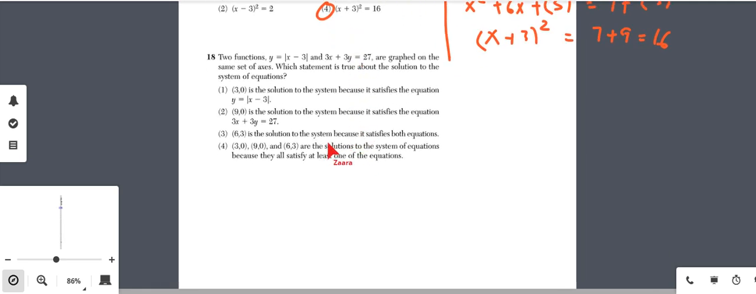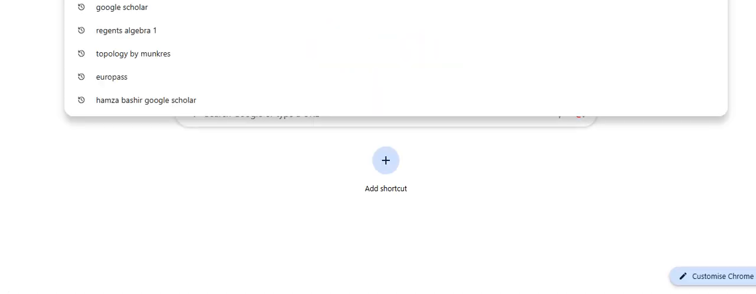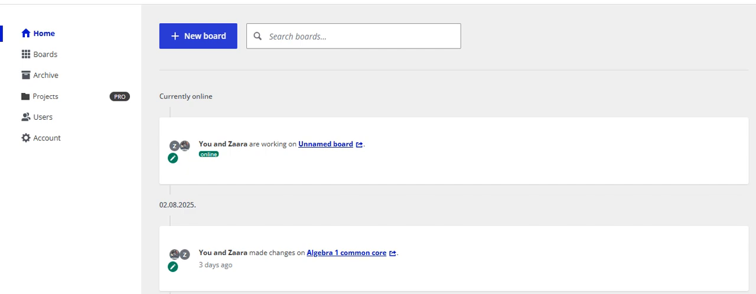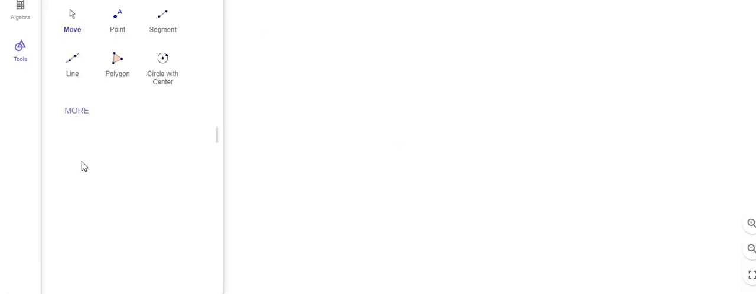Next one. The functions y equals the absolute value of x minus 3 and 3x plus 3y equals 27 are graphed on the same set of axes. Which statement is true about the solution of the two equations? Okay, so this is the system, and I think because we are allowed to use the graphing calculator, right? Yeah. So we will use the graphing calculator to quickly solve this question. Okay, so we have y equals the absolute value of x minus 3.